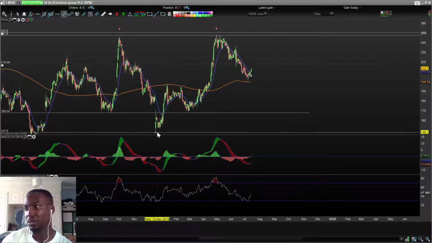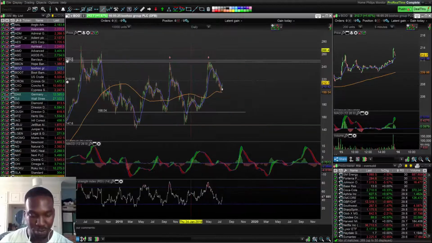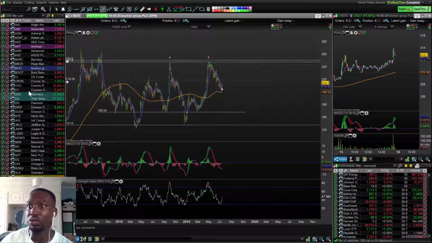If I want to go, let me see if I can plot a line here. Nah, that doesn't really do anything. I thought there might be some sort of support line here, but nah. Anyway, so that's Boohoo. Next one I'm going to is DAX.